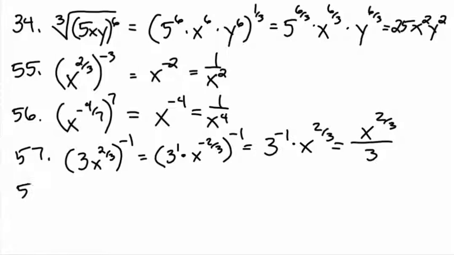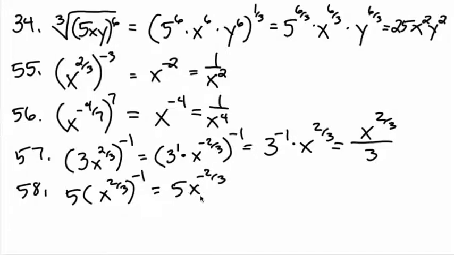And last one is number 58. I have 5 times x to the 2/3 to the -1. A lot of people are going to want to apply this -1 to the 5, but this -1 only applies to the parentheses. So this is going to be 5 times x to the -2/3. Now I want to make this exponent positive, so I'm going to move just the x down with the 2/3. So I get 5 over x to the 2/3.